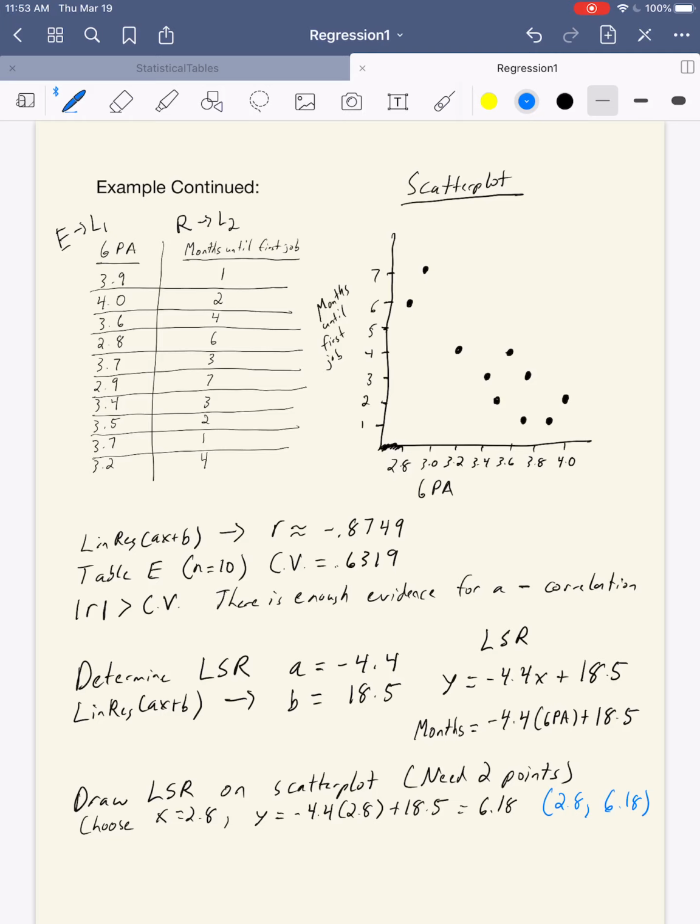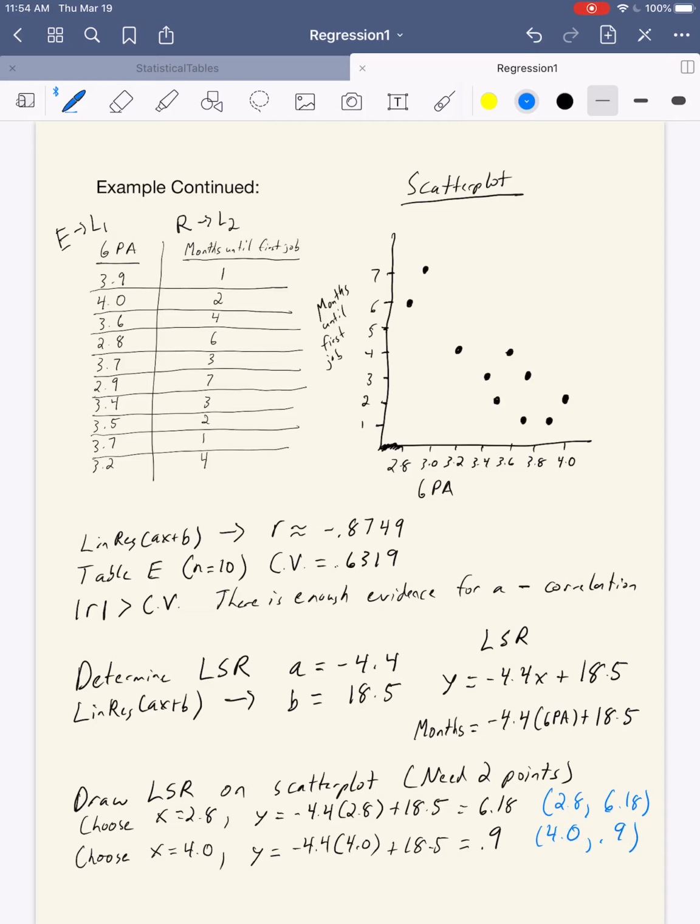So let's go ahead and calculate another one, and then we'll go ahead and draw it onto our graph. So let's choose another x value to get a point. And we said that we would take the other end of our axis, so that 4.0. So let's choose x equals 4.0. And we do y equals negative 4.4 times 4.0 plus 18.5. Once again, just do that on your calculator, negative 4.4 times 4.0, and then add that to 18.5, and you should get 0.9. So that means our second point is 4.0 comma 0.9.